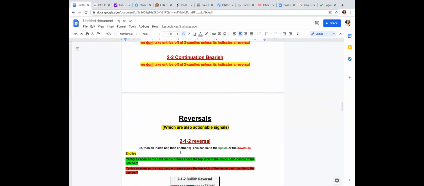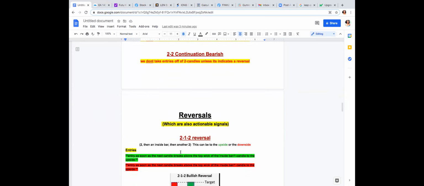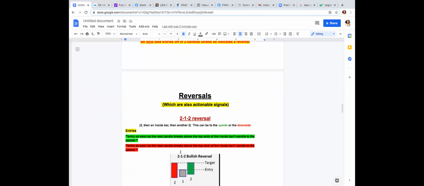And we're going to get into reversals. So reversals, which are also actionable signals, you're going to see a 2, then an inside bar. And if you're paying attention, what number is the inside bar? Go ahead and drop that in the chat. What are we looking like, right? Getting it right? Yeah. All right. So it's going to be a 2, then an inside bar, then another 2. And this can either be to the upside or the downside.